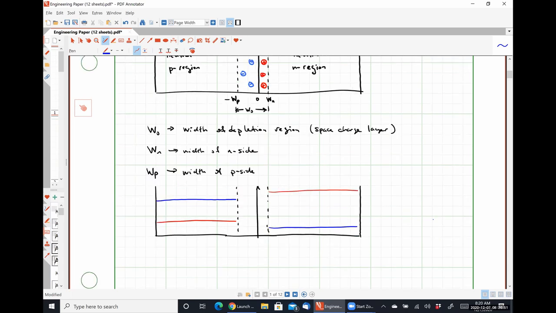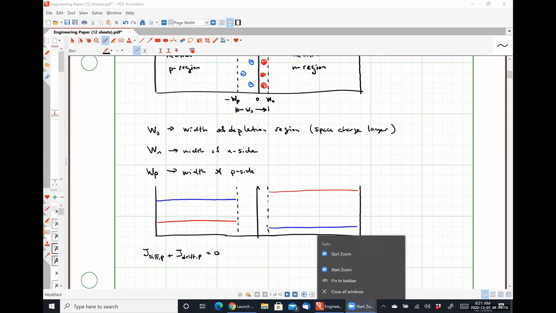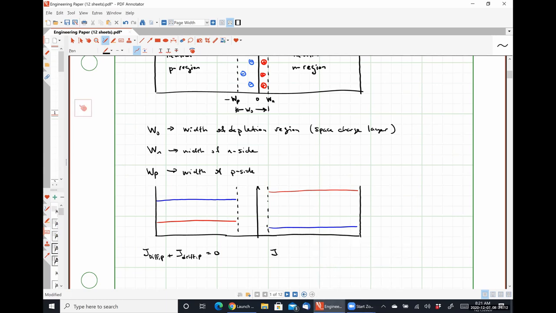So I want to be clear here. On the left-hand side, we're going to have J diffusion P plus J drift P is equal to zero. And on the right-hand side, we're going to have J diffusion N plus J drift N is equal to zero. So those two currents completely cancel each other out, okay?